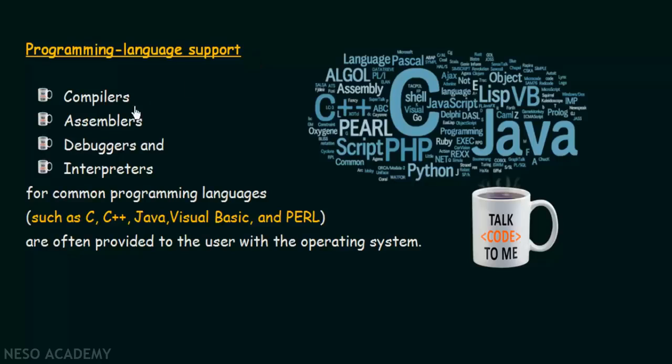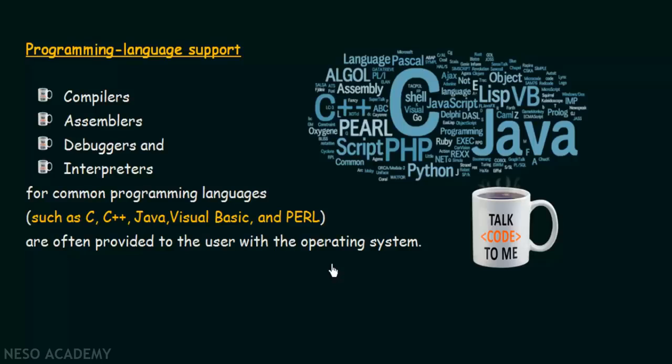There are things like compilers, assemblers, debuggers, and interpreters for common programming languages such as these, which are often provided to the user with the operating system. These things are usually provided with the operating system so that your system will be able to compile the code written in these languages, so that your system works flawlessly even if it has to compile some source code related to some programming languages.